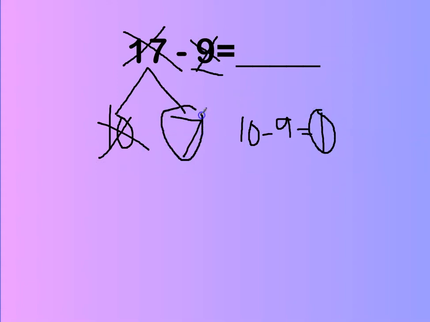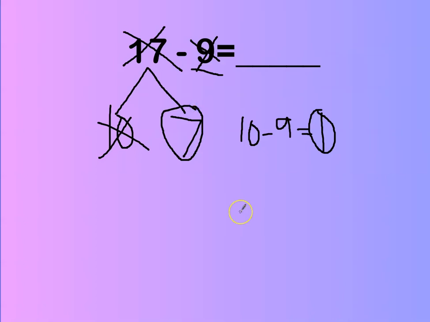Now I'm ready to take away 9. Where am I going to take that from? Can I take 9 away from 7? No, I need to take it away from the 10. 10 minus 9 is the same as 1, that's right. So I can cross off 10, bye-bye 10. I can cross off 9, bye-bye 9. And I'm left with 1 and this 7 over here.